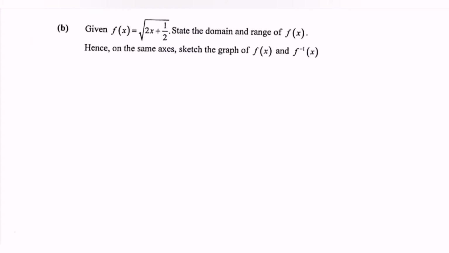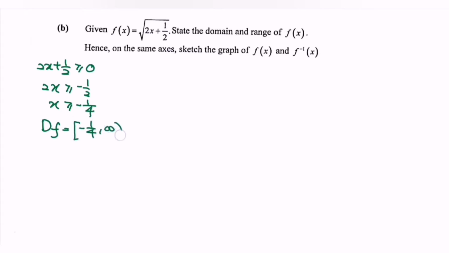So here we will have 2x plus 1 over 2 greater than or equal to 0. 2x is greater than or equal to negative 1 over 2. Next, x is greater than or equal to negative 1 over 4. So the domain for f would be from negative 1 over 4 until positive infinity.